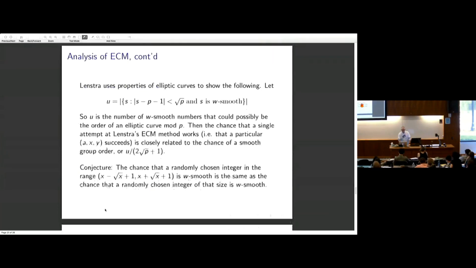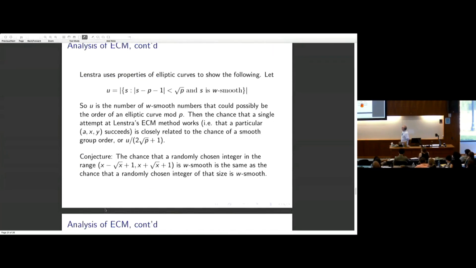And this is a little bit like that, except that Lenstra does bring some science to the business. So what you do is you look at the integers in the range that are less than square root of p away from p plus 1 and are smooth for your smoothness bound. Now, why square root of p and not 2 square root of p? Because after all, the possible orders of the elliptic curve are really between minus 2 square root of p and 2 square root of p from p plus 1.